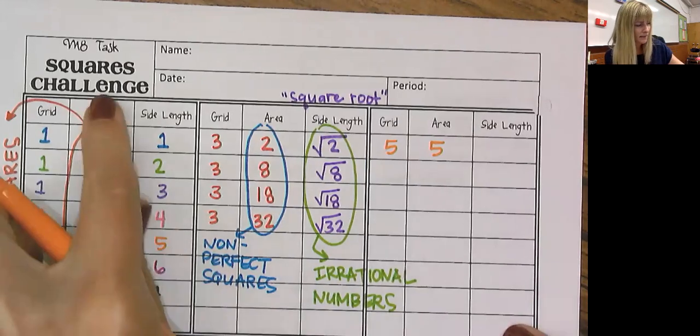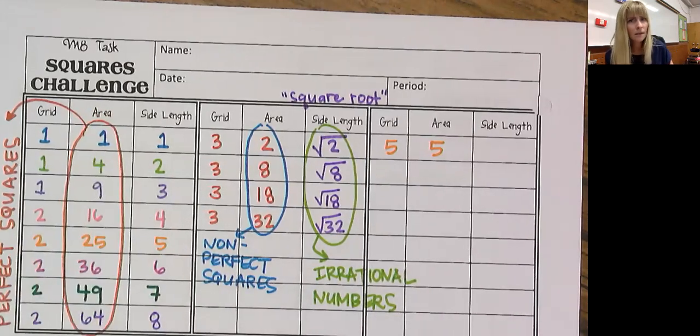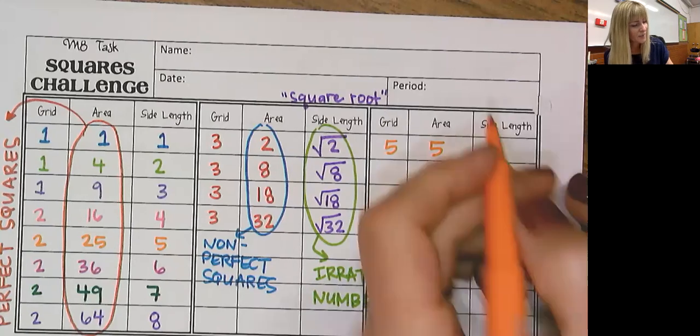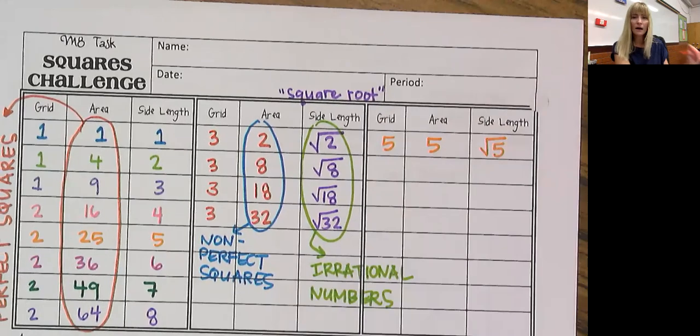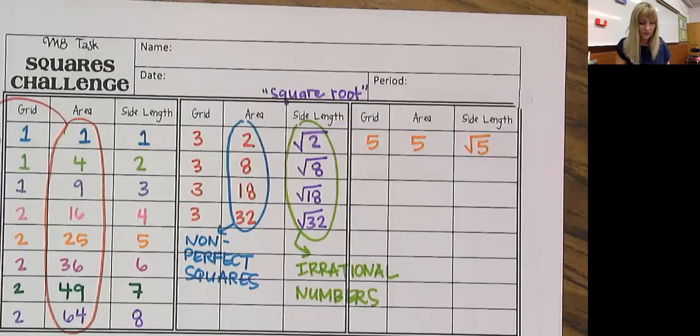Is this on my list of perfect squares? No, it is not. So guess what my side length is? Square root of 5. Now I'm also going to write off to the side here so that you see how it goes together.